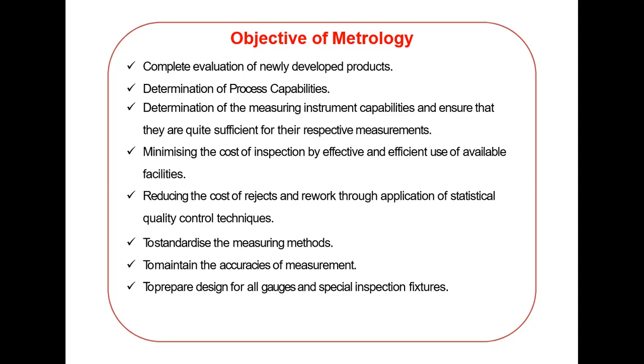Next, to standardize the measuring methods. Standardizing the measuring methods means deciding what measuring methods you can take for the measurement. For example, I am taking the external diameter of a solid shaft. We can take it with an outside micrometer or vernier calipers. Both measuring methods can be used, but based upon the initial diameter of the shaft, we take the one best method.